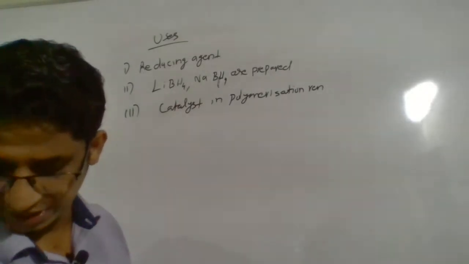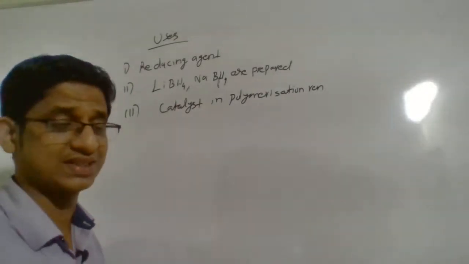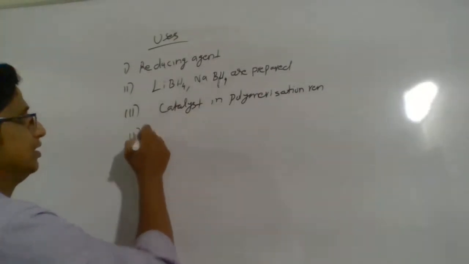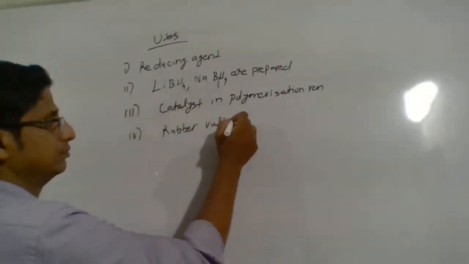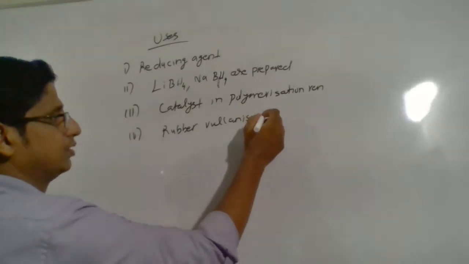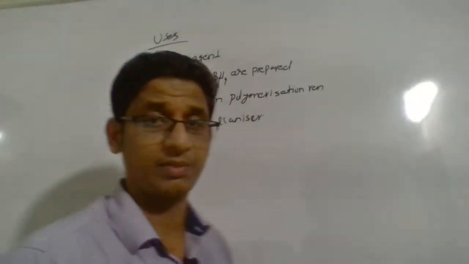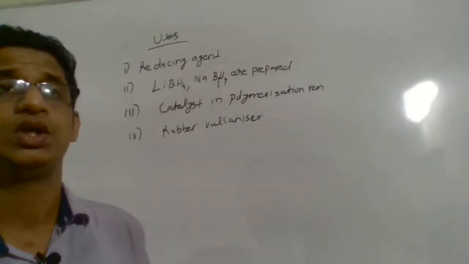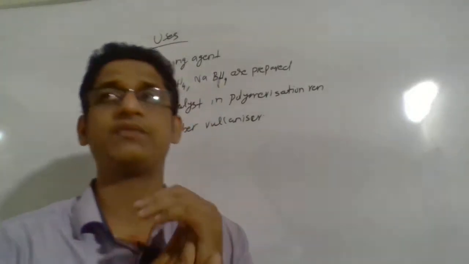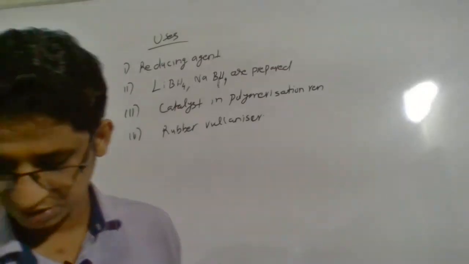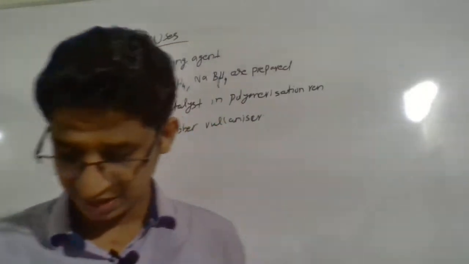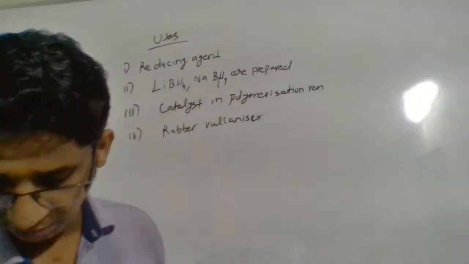The next important use that we can remember is that it acts as a rubber vulcanizer. We already know the vulcanization of rubber increases its strength. Sulfur crosslinking is made for that. Now it can act as a supporting agent for the vulcanization process, which increases the strength of rubber.